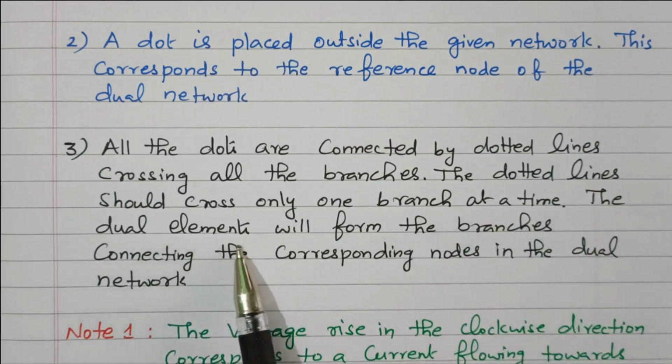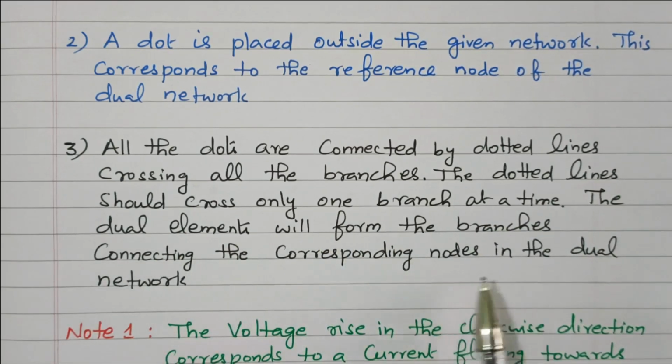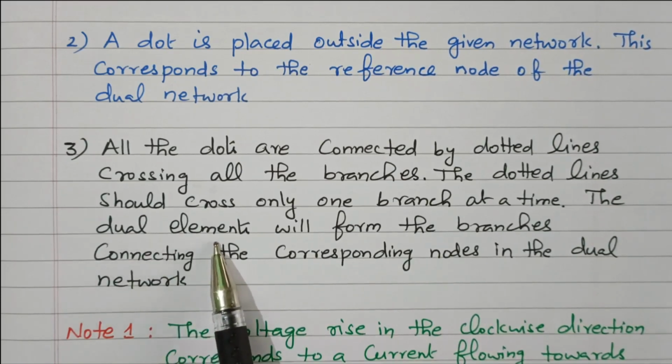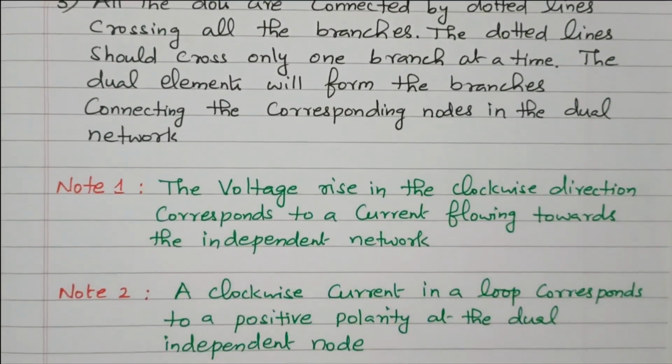The dual elements will form the branches connecting the corresponding nodes in the dual network. Right? So the dual elements: while crossing a resistor, the dual element, conductance, should be there. Inductor means capacitor. Capacitor means inductor. Voltage source means current source. So the corresponding nodes in the dual network are given. While connecting the dots through the elements, we need to find the dual of that network. So that dotted line is nothing but the dual of the original network.